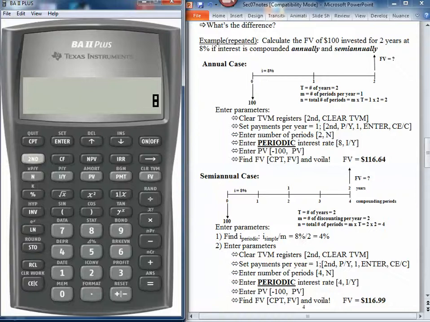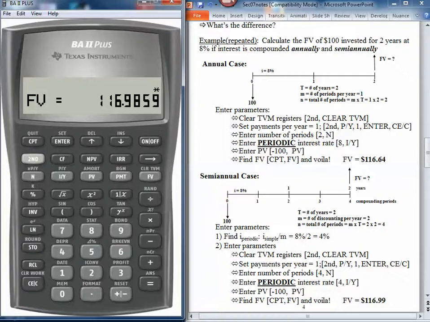And we have a simple rate of 8% divided by 2, which means that we'll get a 4% interest rate per compounding period, or per 6 months. Everything else is the same, $100 invested. And we compute the future value.